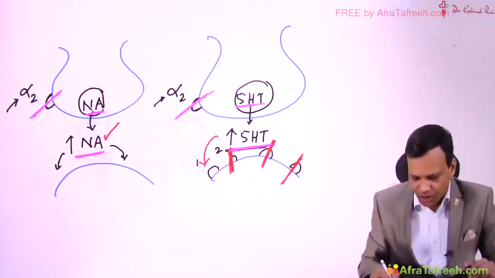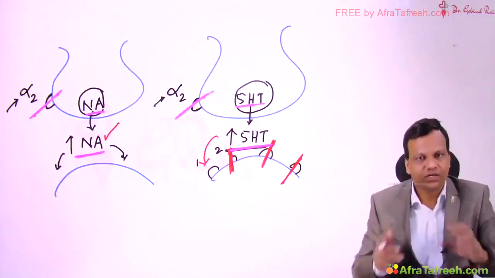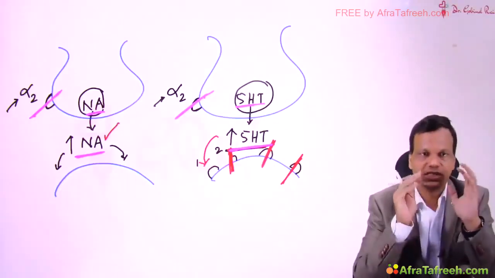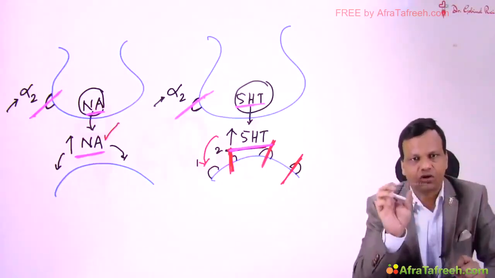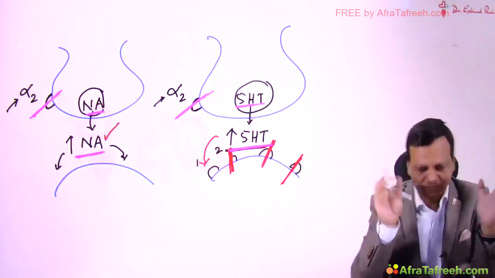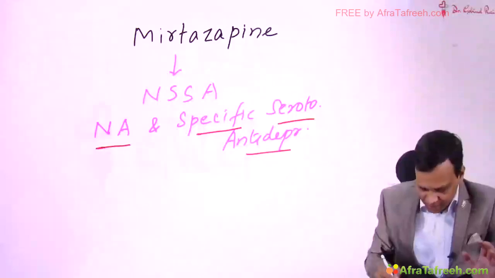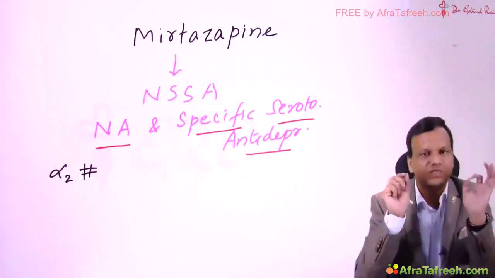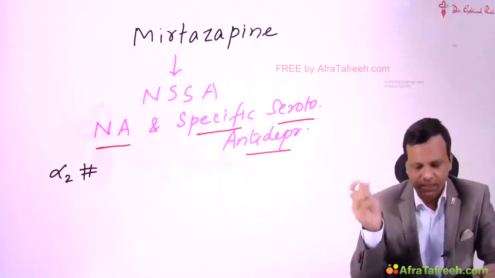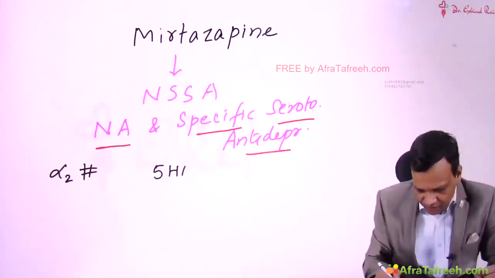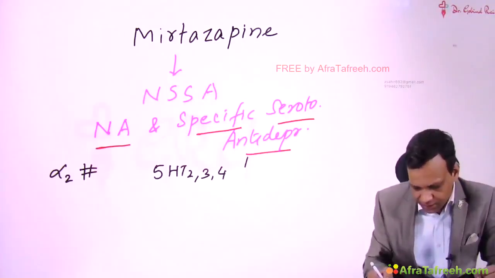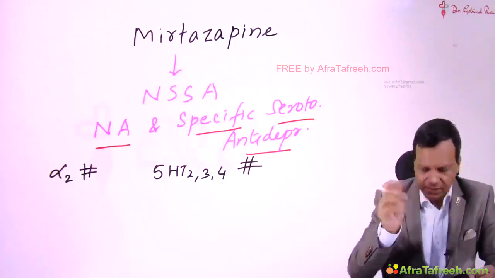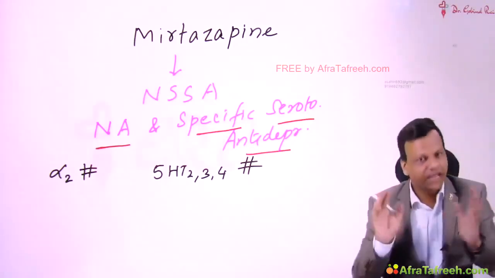Now, in addition, it blocks 5-HT2, 3 and 4. So that will lead to serotonin working only on 5-HT1. So that's why it is a noradrenergic and specific serotonergic antidepressant. Clear? Now, if we revise, mirtazapine acts by blocking the alpha-2 receptor. So that will increase serotonin and noradrenaline. Then in addition, it blocks 5-HT2, 3 and 4 receptors. So serotonin will act on only 5-HT1 receptors. That's why it is called NSSA.